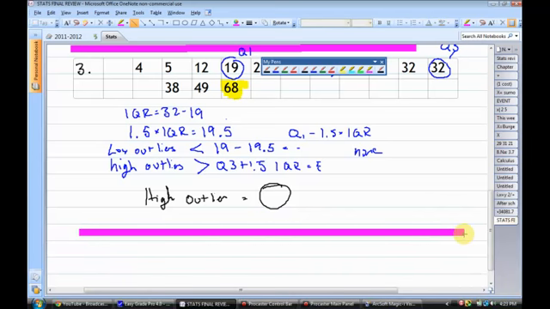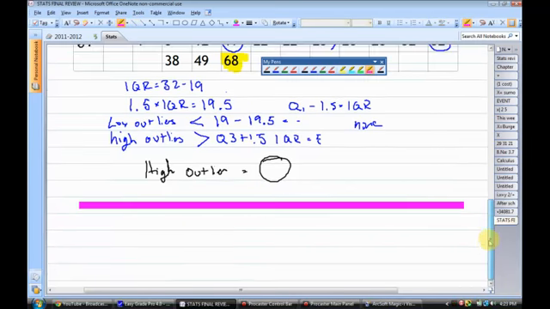All right. Oh, Jude. Where did that go? What happens to the high outliers? Okay, what's next?